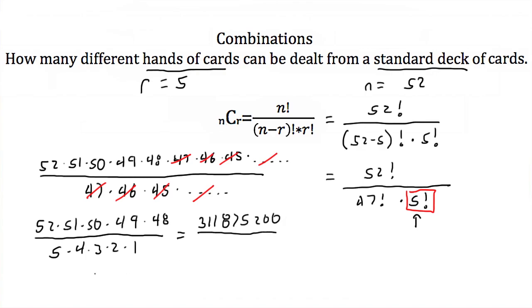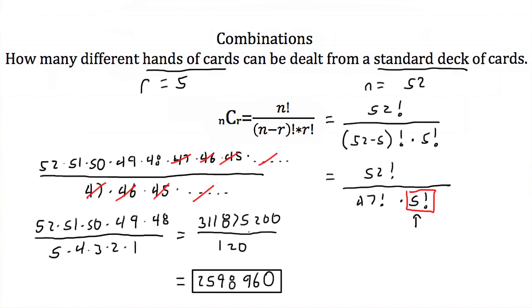Our denominator, 5 times 4, that's 20, times 3 is 60, times 2 is 120, and times 1 is still 120. So we have 311,875,200 divided by 120. That's equal to 2,598,960.